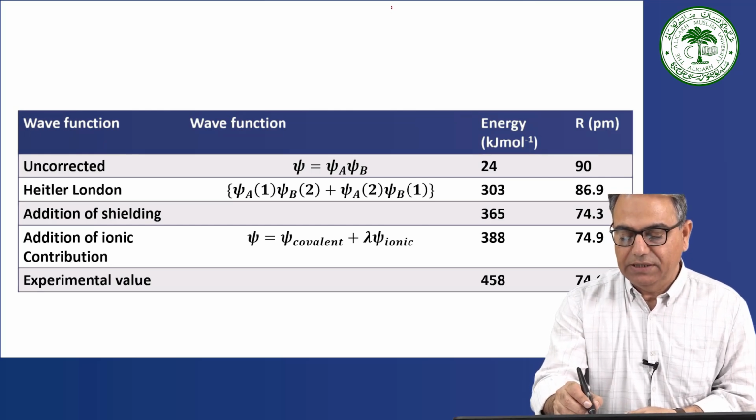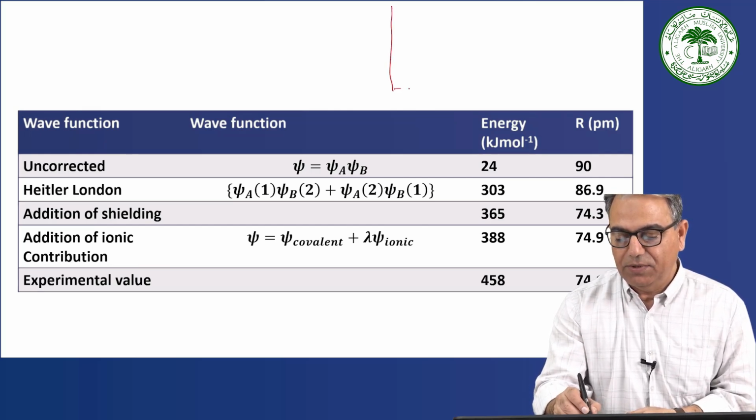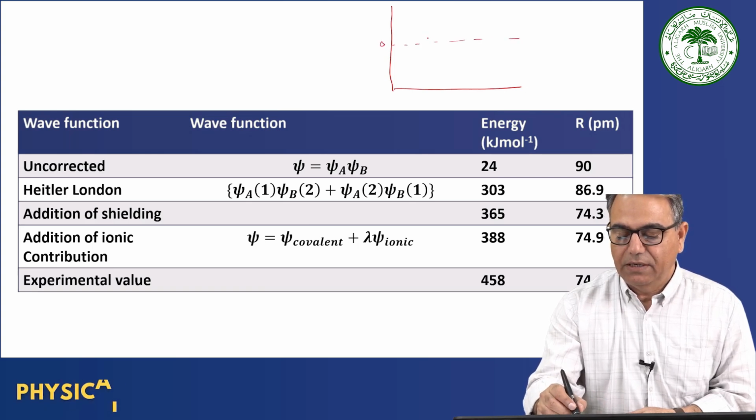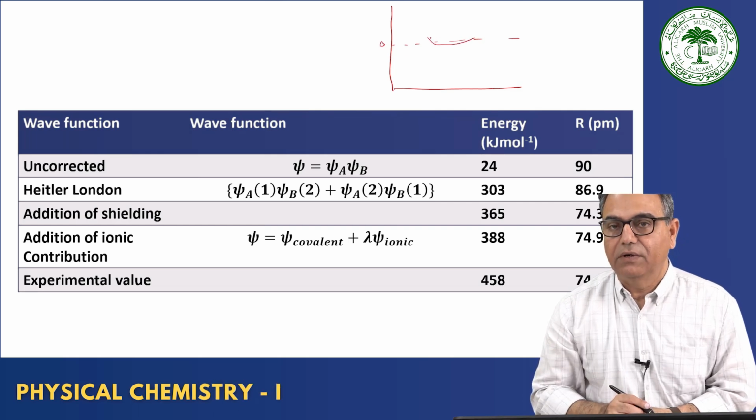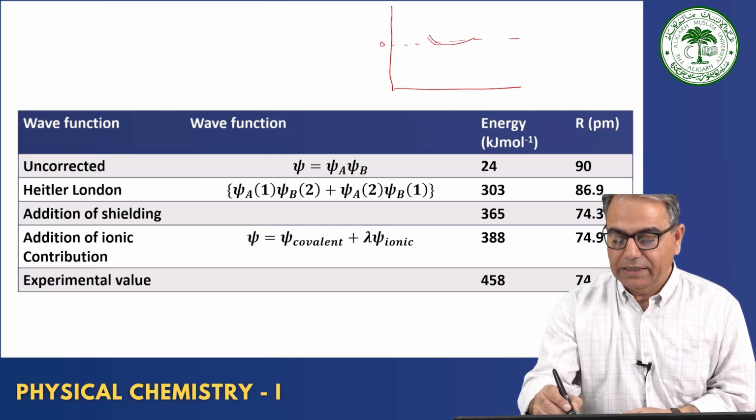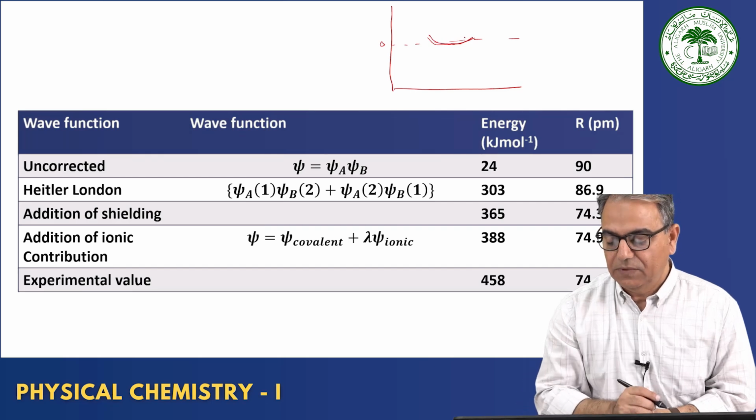So if you want to plot an energy curve and you have a zero here, then there will be a dip like this one in the curve for the uncorrected functions.